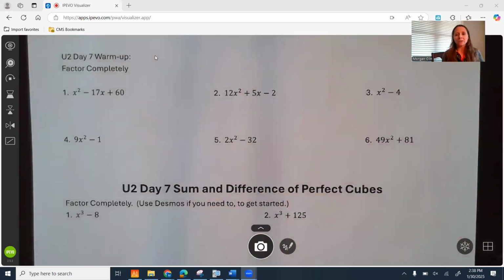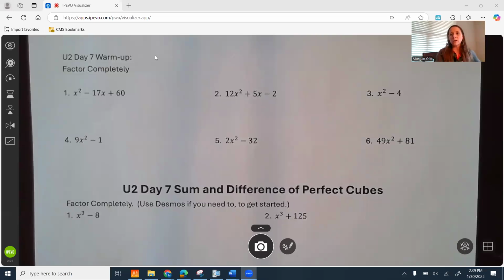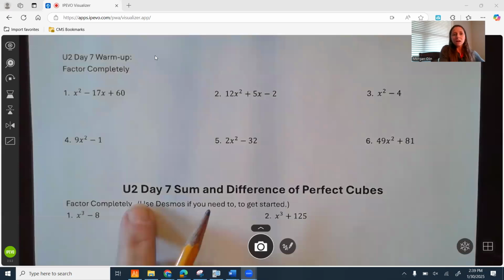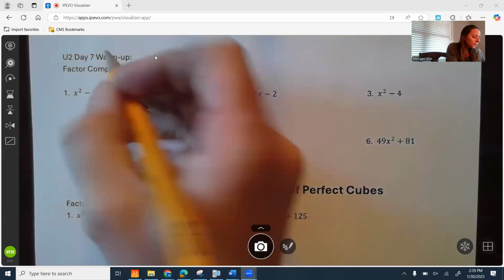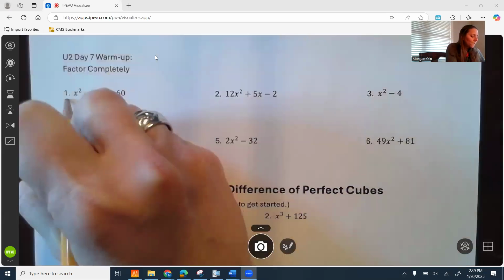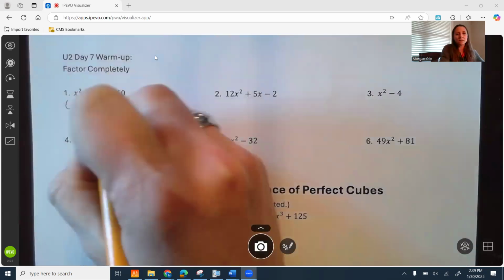If you know how to factor some of these, go ahead and factor them. If you don't, you can follow along. I will use Desmos for some of them to check them and so forth if you need that. But here we go. For this, x squared minus 17x plus 60. All right, so here we go. There's nothing out in front. So what are we looking for? Factors of 60 that add to negative 17.